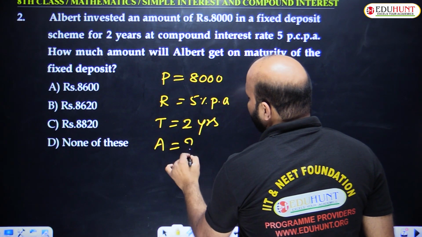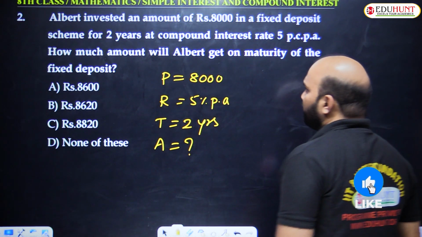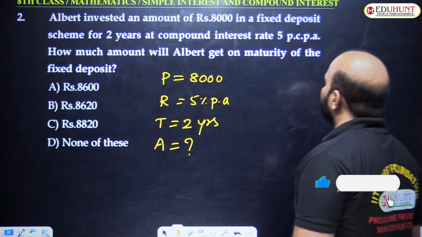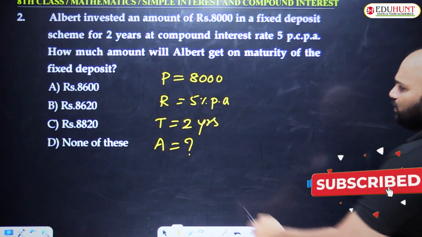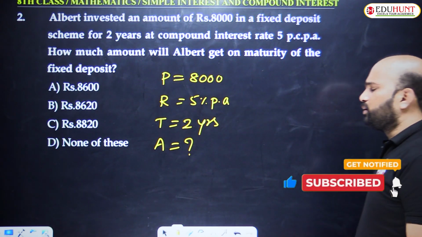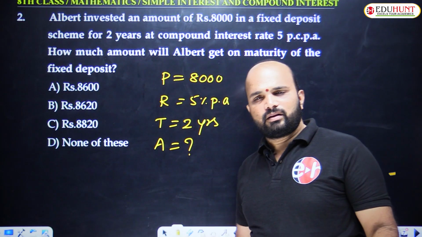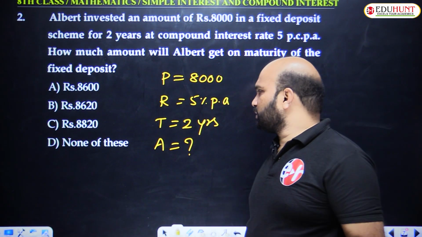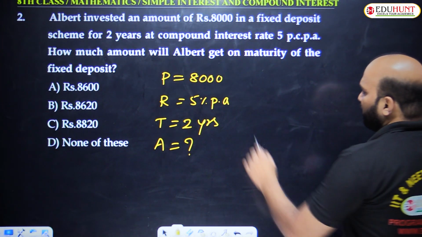So finally, after the end of the 2 years, how much amount will be received from the bank, from the fixed deposit? Am I clear? It can be solved by 2 types of methods: the traditional method and the shortcut method. What is the traditional method? First we have to find the amount formula.